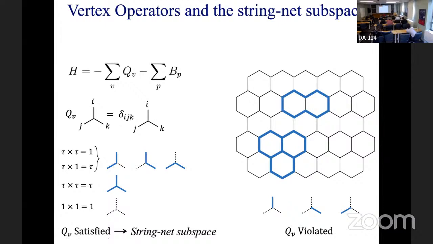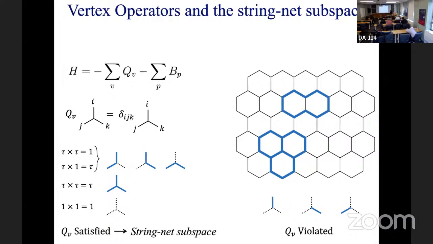And then this violation rule basically tells you that, again, similar to the toric code, you can't have open strings. Open strings are basically disadvantaged in this model, and they correspond to excitations. So when QB is satisfied, we are basically in a subspace, which we call the string-net subspace.